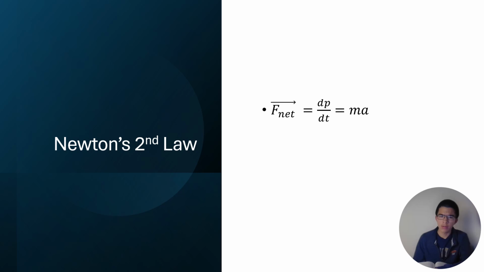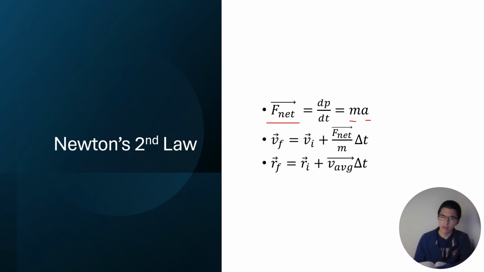Newton's second law just says that the net force on an object is equal to the object's mass times its acceleration. This can be rewritten in the velocity update formula, which can then be transcribed to the position update formula.